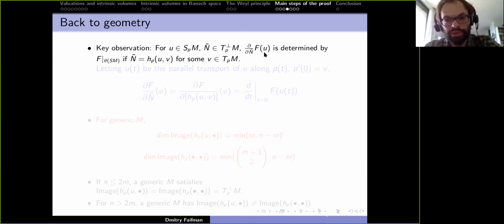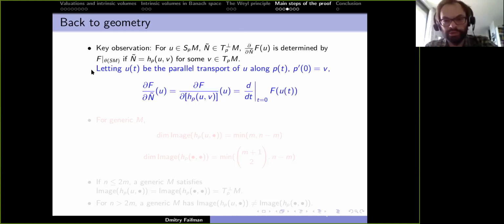Well, what you can do is consider a curve on your manifold, starting at this point, going in the direction v, and consider the parallel transport of u along this curve. And then you look at the values of the norm along this curve and take the derivative of that. And basically, by definition, you recover the derivative in the normal direction. That's what the second fundamental form does. It takes the derivative of the tangent vectors and looks in the normal direction.